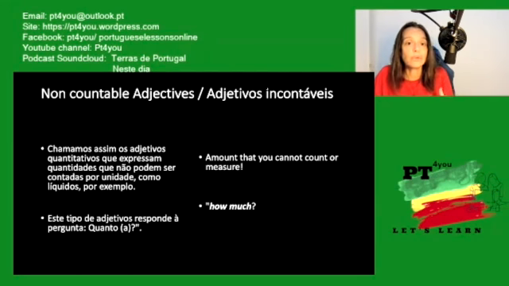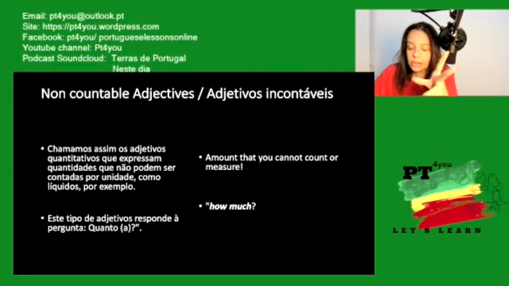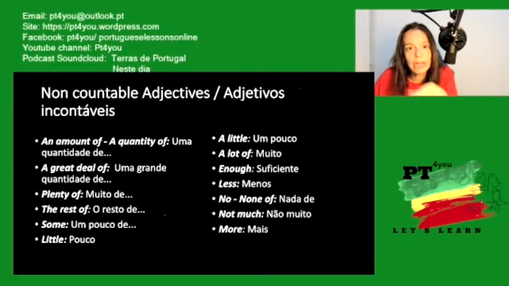What's the idea of non-countable adjectives? What does this mean? It's the idea that you cannot count or measure. The answer to how much won't give you an idea of dimension per se. Usually in Portuguese the question is quanto or quanta. In English it's how much. Let's see some non-countable expressions, and I will read, okay?